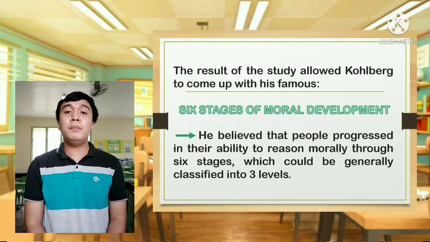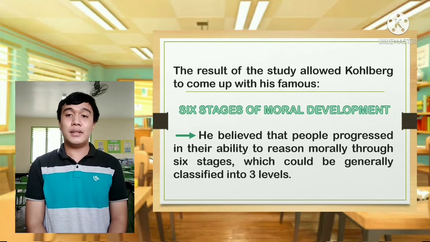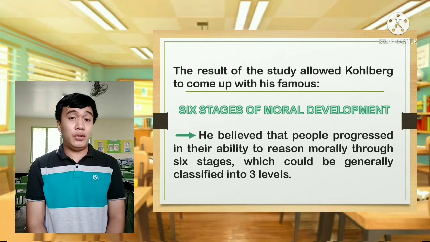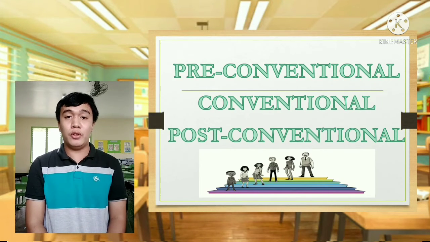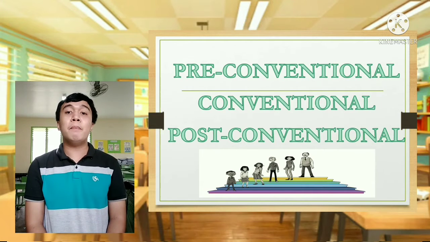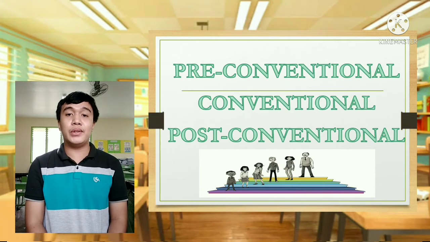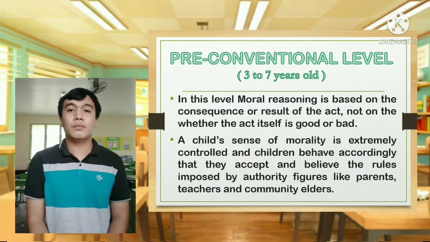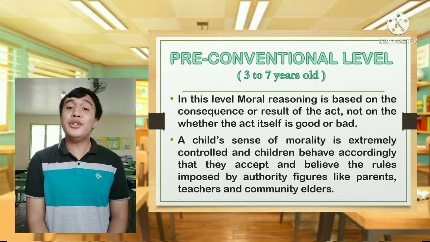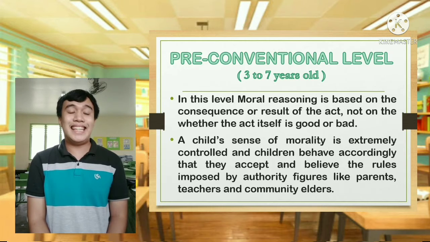He believed that people progress in their ability to reason morally through 6 stages, which could be generally classified into 3 levels. And these are the pre-conventional level, conventional level, and the post-conventional level. Each level has 2 stages, each of which has a corresponding social orientation. The first level is the pre-conventional level, which happens from 3 to 7 years old.